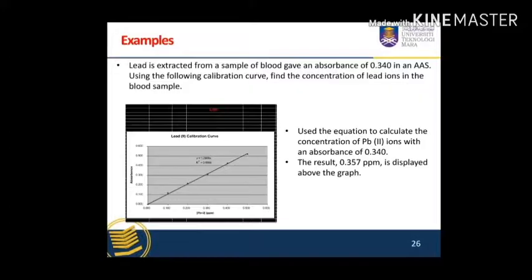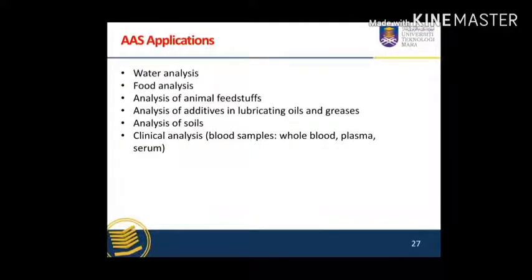All right. Example: lead is extracted from a sample of blood and gives an absorbance of 0.34 in AAS. Using the following calibration curve, find the concentration of lead ion in the blood sample. It's very easy, you just use the equation y = 1.0505x. Use the equation to calculate the concentration of lead, and the result, 0.357 ppm, is displayed above the graph. All right, I hope you understand how this calibration curve works.